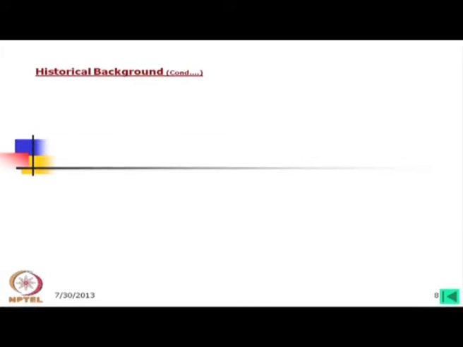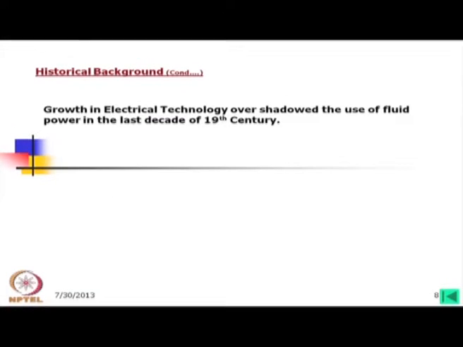Now, again we will go back to the historical background. Growth in electrical technology overshadowed the use of fluid power, which I have already mentioned, in the last decade of the 19th century. This is the 21st century. So, in the last decade of the 19th century, electrical development started, and then fluid power was sitting back.